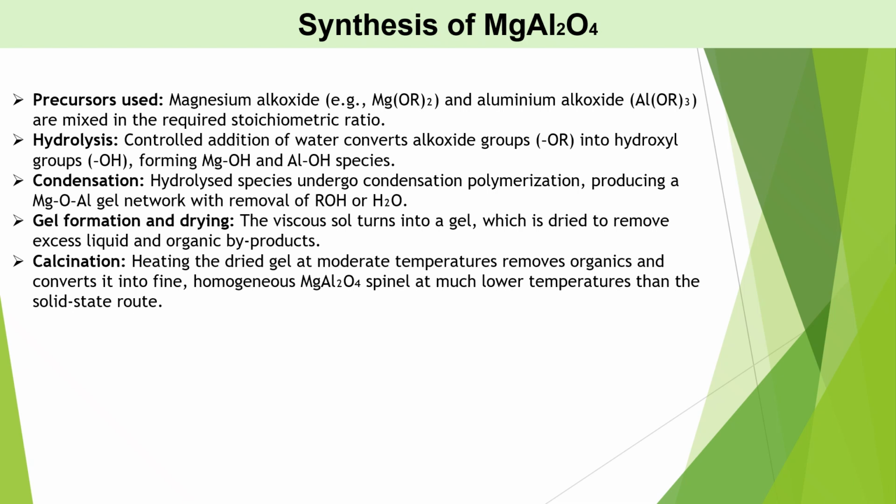Synthesis of MgAl2O4. For MgAl2O4, magnesium and aluminum alkoxides are mixed and hydrolyzed together. A mixed Mg-Al-O gel forms through condensation. After drying, heating at moderate temperatures converts it into spinel. Compared to the solid state route, the sol gel process offers better homogeneity and lower sintering temperatures.